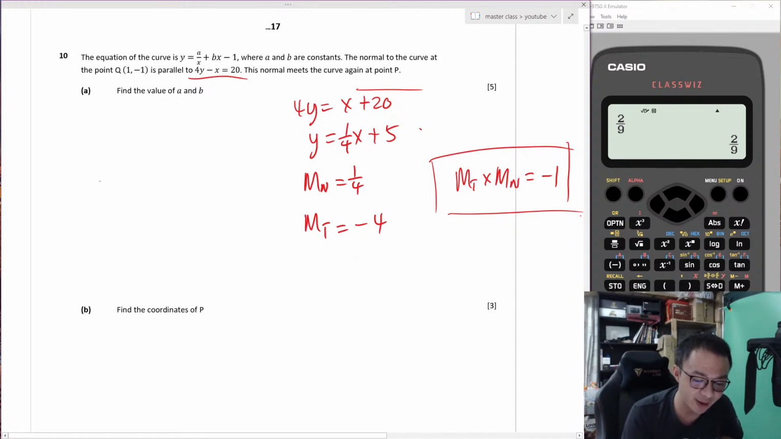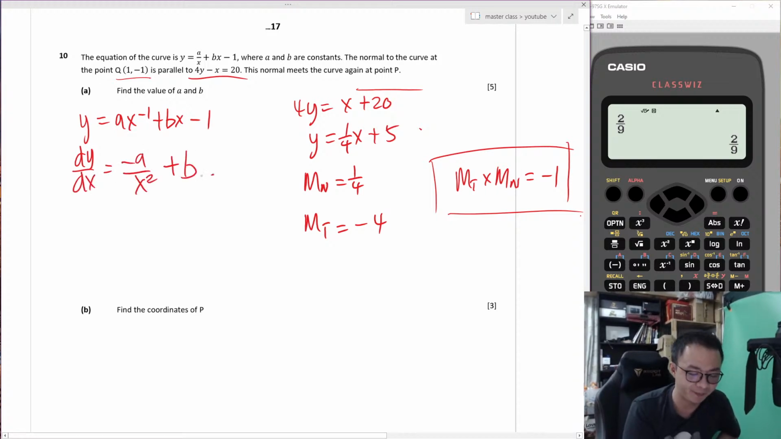So what I want to do here is, but I don't have any point P, right? The normal to the curve at this point. Okay, never mind. I can still do the dy/dx, I think. So this is y equals to ax^(-1) plus bx minus 1. My dy/dx should be negative a over x squared plus b. Okay, so over here, the tangent must be negative 4.